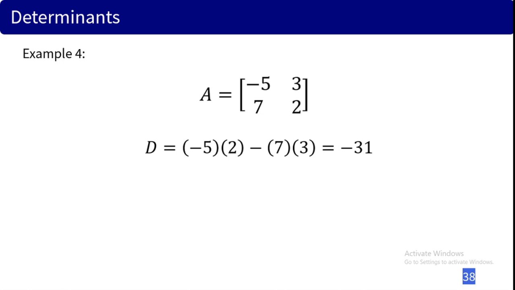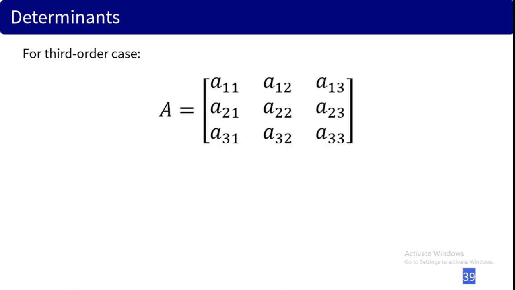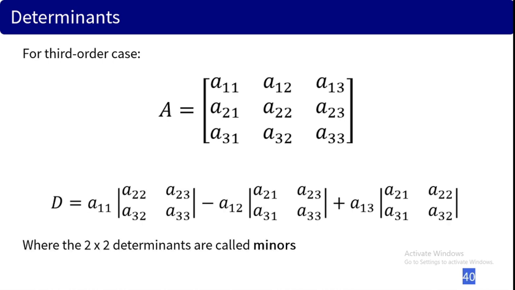You observe that our examples only considered second order matrices, or 2 by 2 matrices. Now let us consider a third order, or 3 by 3 matrix. The determinant is represented by this expression.